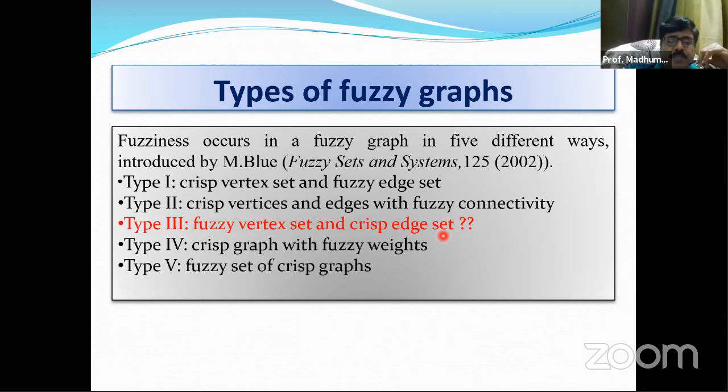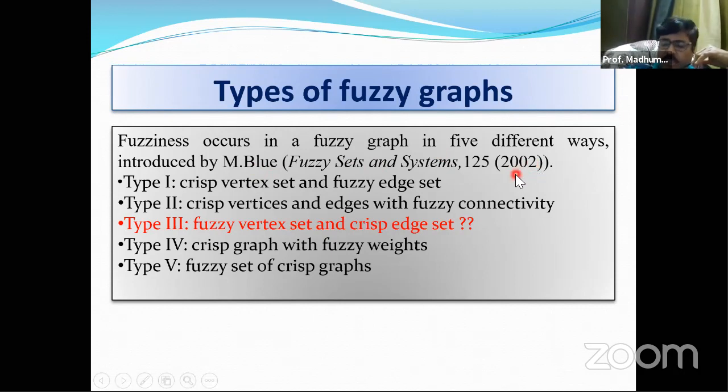And type 5 is fuzzy set of Krebs graphs. Certain graphs are there, their fixed graphs or Krebs graphs, but their connection, that means their union or intersection, are uncertain. So this is called the fuzzy set of Krebs graphs. That means each element of the fuzzy set is a graph, and those graphs are certain graphs, the Krebs graphs. So these are mainly the five basic types of fuzzy graphs, and this was classified by Bloom in the year 2002.